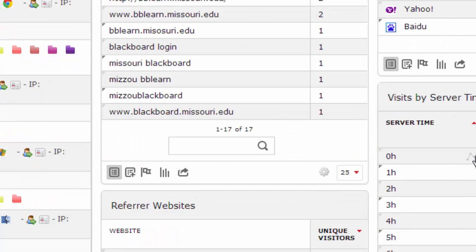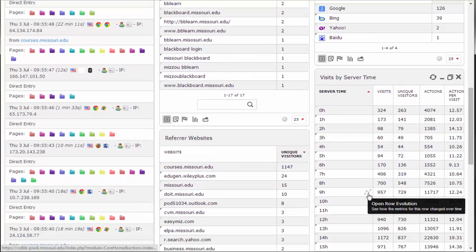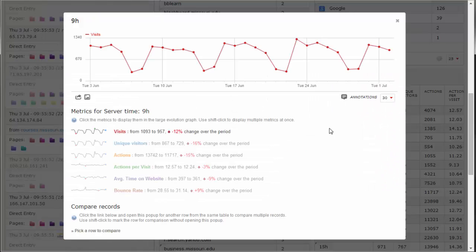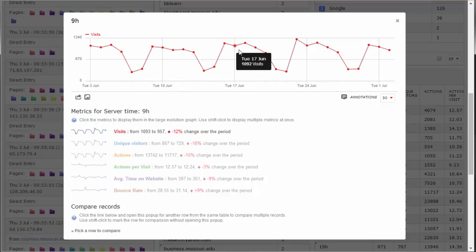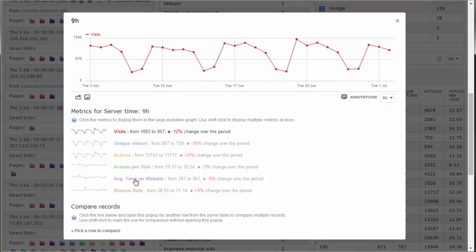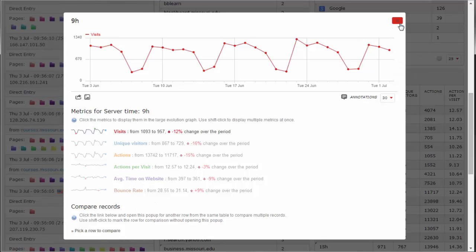Let me show an example here where we can look at a graph of visits at the 9 a.m. hour throughout a month. We can see unique actions, actions per visit, average time on website, and the like.